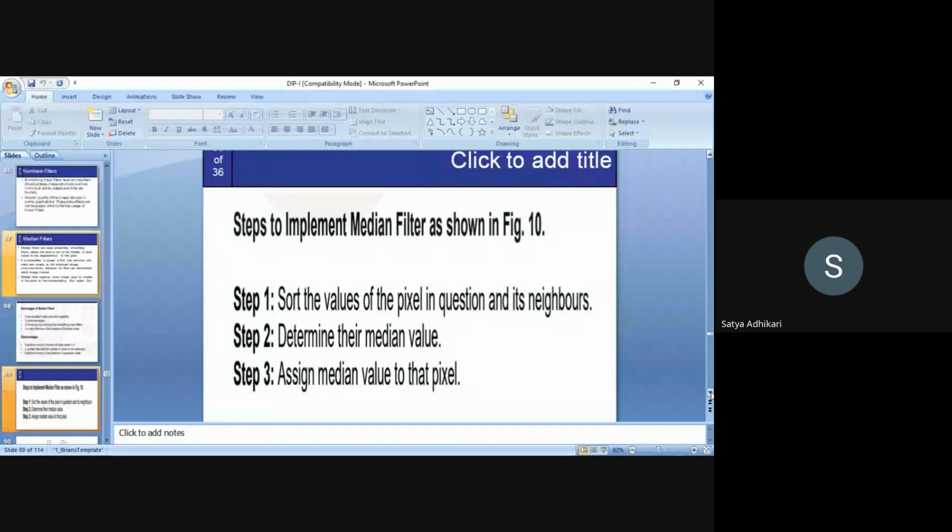So first we sort the values of the pixel in question and its neighbors. Then determine their median value, which is easy after sorting. Then assign the median value to that pixel. These are three simple steps.